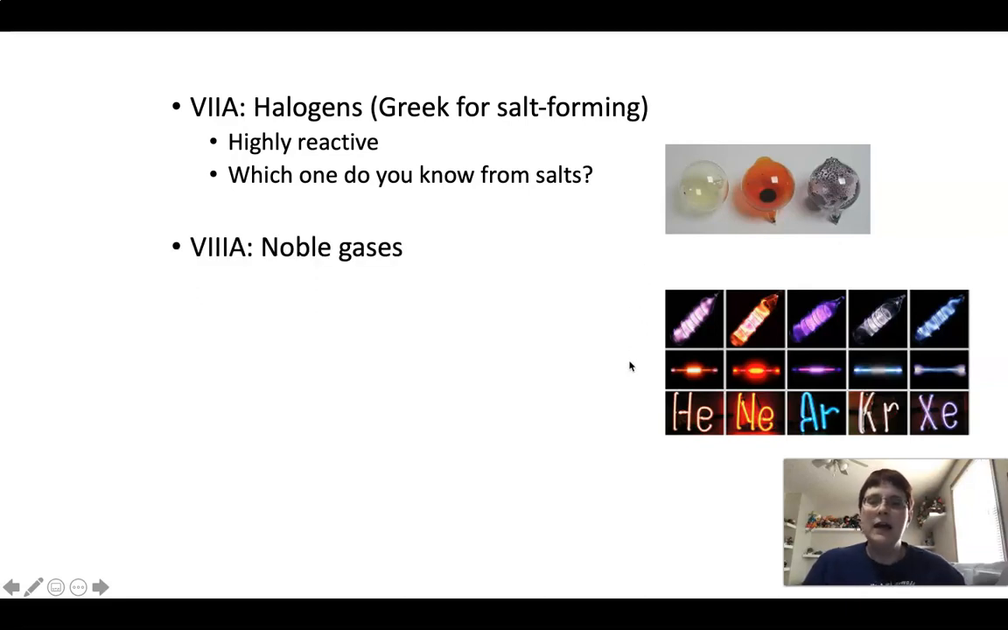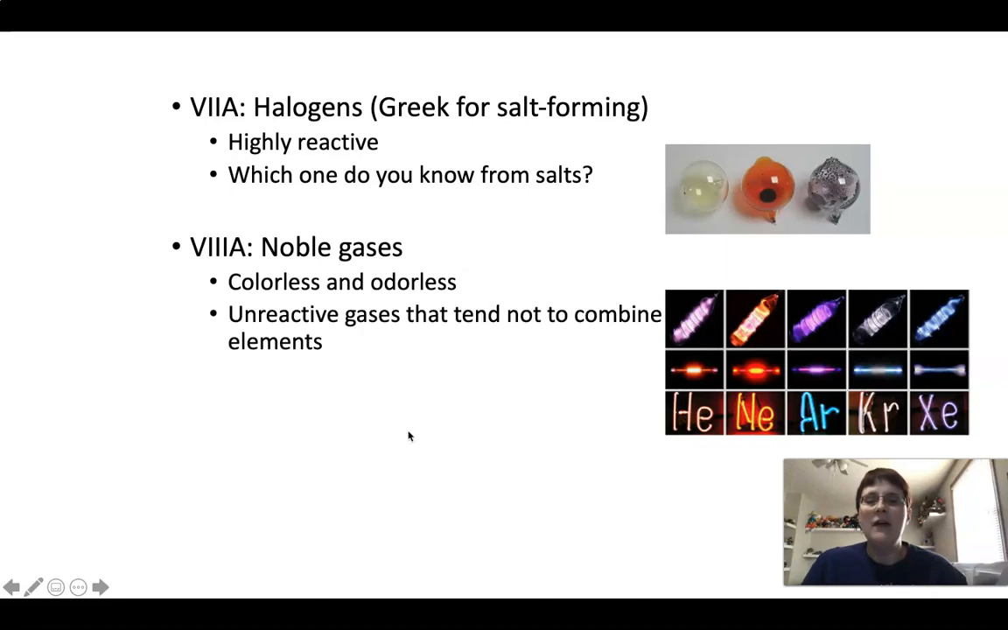All right, our last group is 8A, the noble gases. So this is the far right-hand column. And these guys are colorless, odorless gases. So you can't really see them, smell them, anything. And they're unreactive gases. They tend not to combine with other elements unless they're forced to.